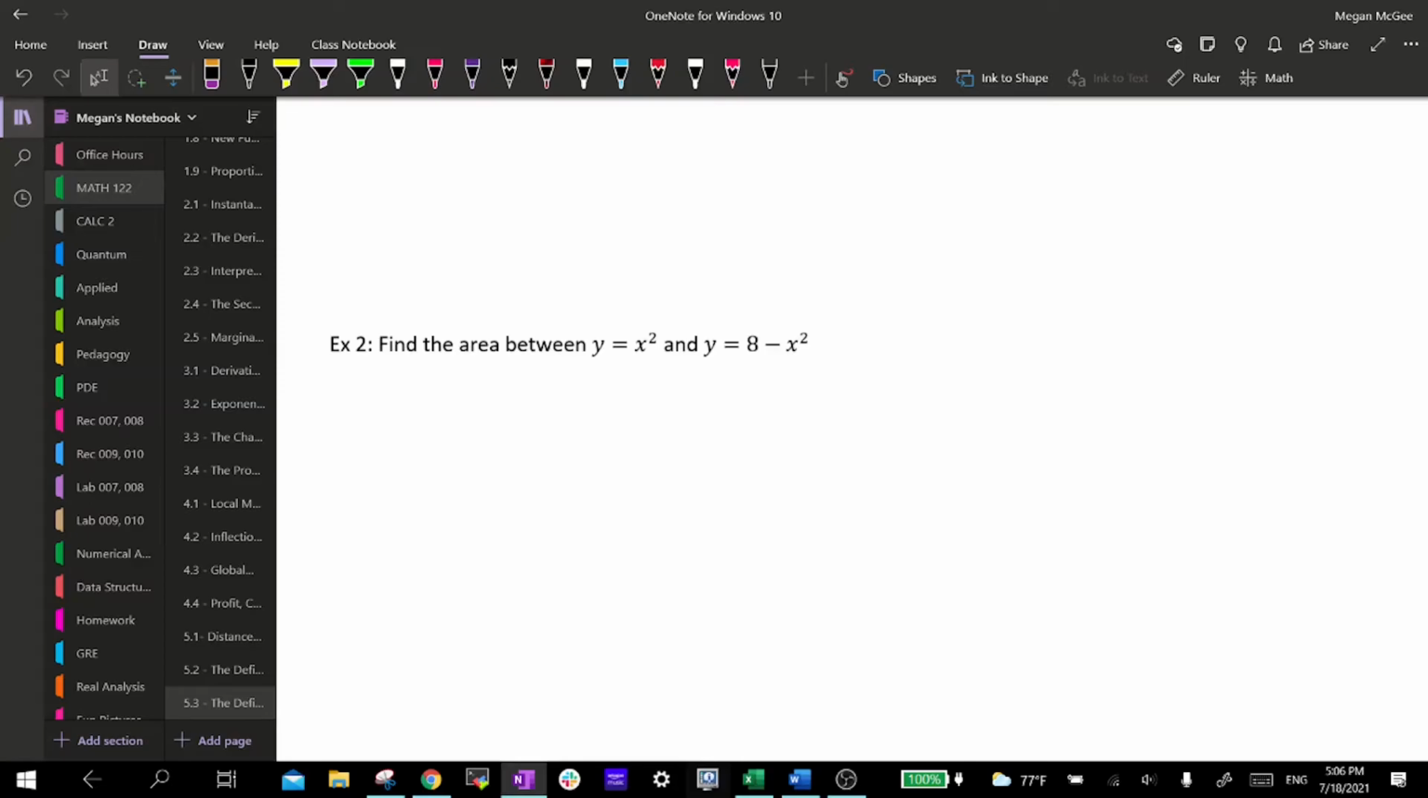So the first thing we need to do is go ahead and graph them. We want to see what we are dealing with here. Alright? So I'm just going to do a rough sketch here. X squared, well, we know that's an upwards facing parabola, right? So here we go.